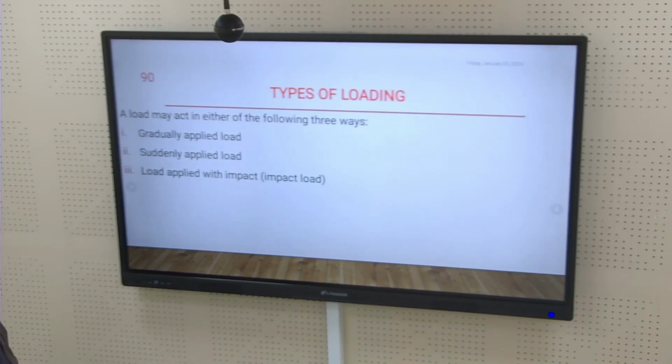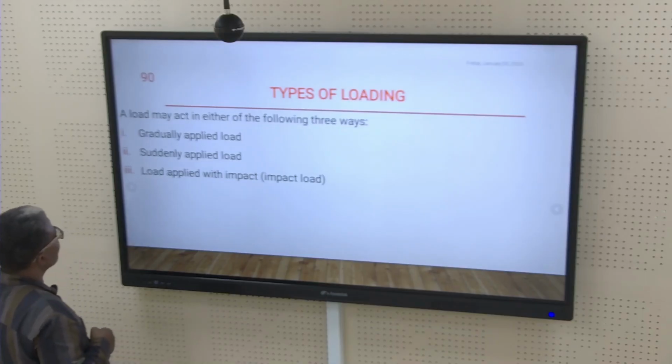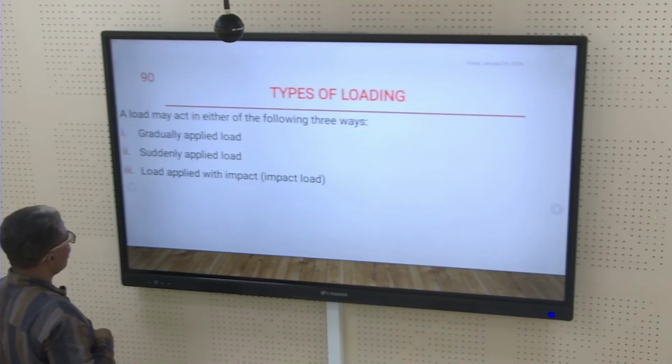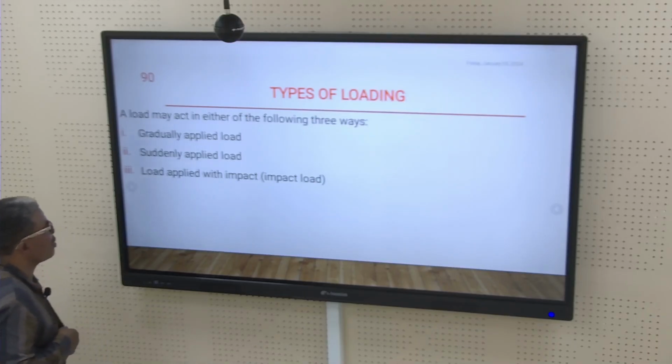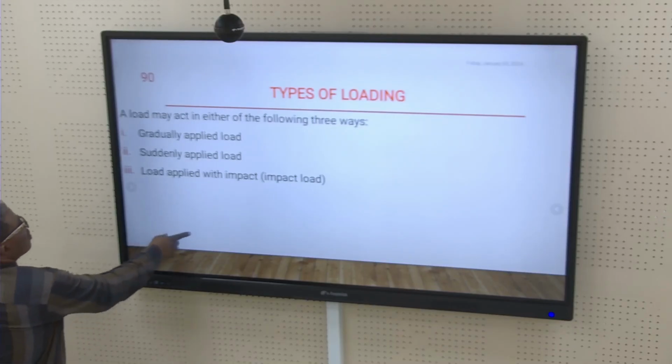So let's see the types of loading. A load may act in any of the following three ways: a gradually applied load, or a suddenly applied load, or a load applied with impact, the impact load. So these are the types of loading, one after the other.